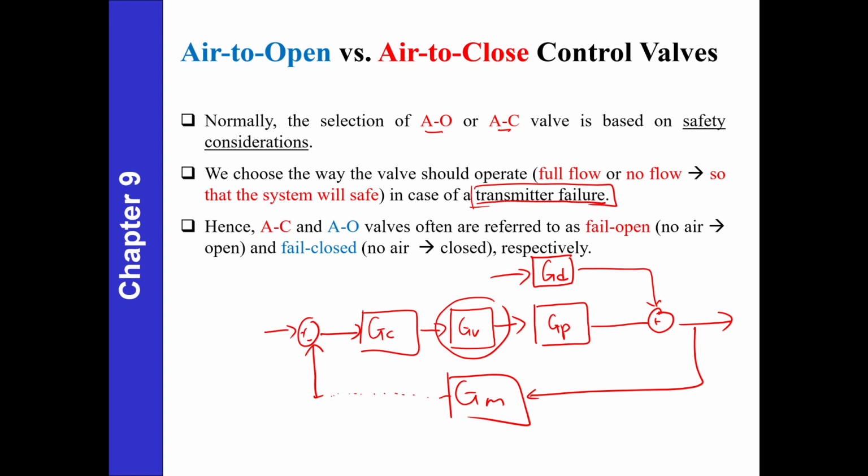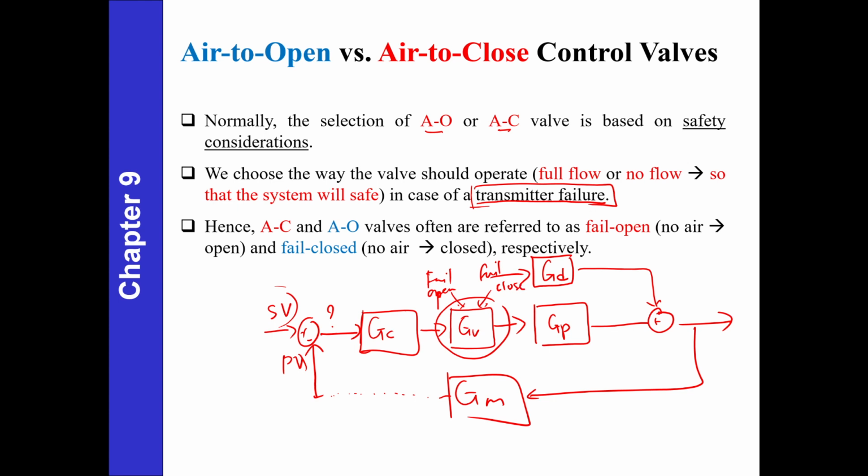Then this controller cannot compare the value of PV to the value of SV, and it will not do anything because you don't know the value of error. In that case, this valve should be open or closed depending on safety. If it is dangerous for the system, we make it fail open or fail close.